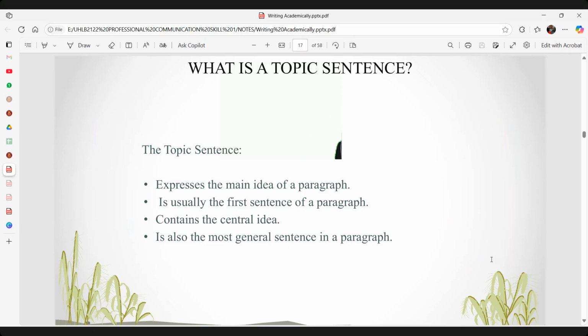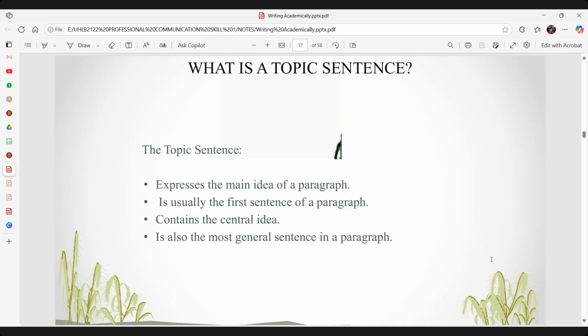Now, it's usually the first sentence of a paragraph. When you are writing academically, the format is quite rigid. So you can change here and there, but most of the time people will just follow the standard template. And as an individual who is just about to write, this is the easiest method that I can suggest to you.